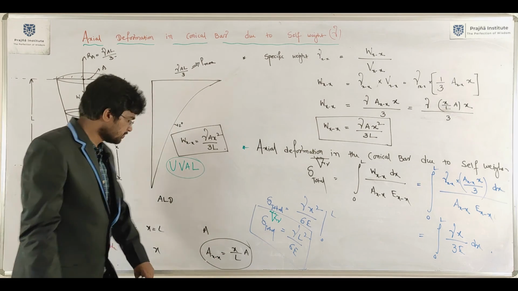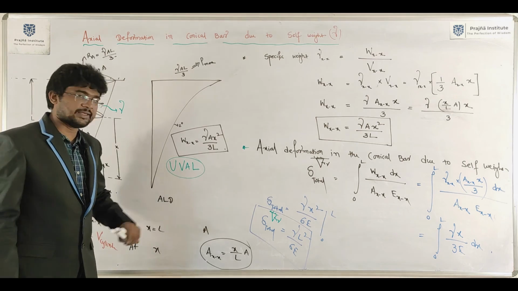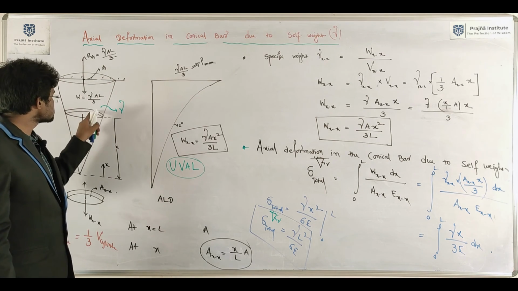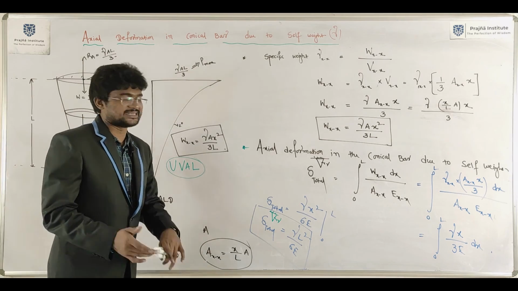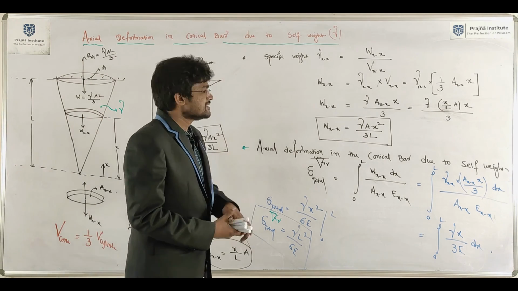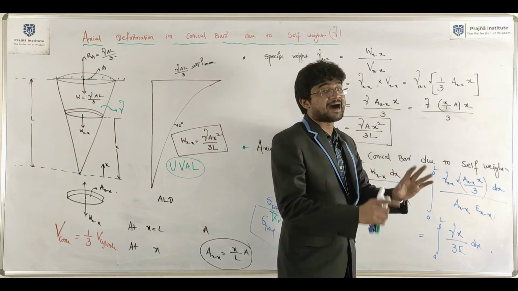How to get it? At x equal to L, cross section is A. At x equal to x, cross section Ax is equivalent to x by L into A. It is a very simple linear property. Just I replaced Ax with Ax by L.